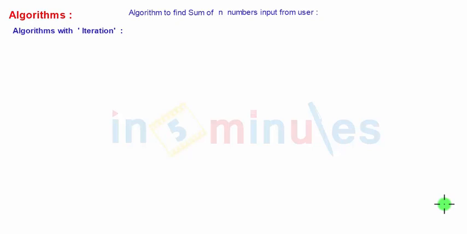Now suppose a human brain or a machine wants to add 3 numbers. We can ask the user, give me 3 numbers. Someone will give 3 numbers, suppose 5, 7, 10. We can remember the 3 numbers very easily, then add them and get the answer. But what if someone wants you to add 50 numbers, or let's say 10 numbers? It won't be easy to remember all those 10 numbers and then add them, because we cannot remember more than 5 to 7 numbers easily.